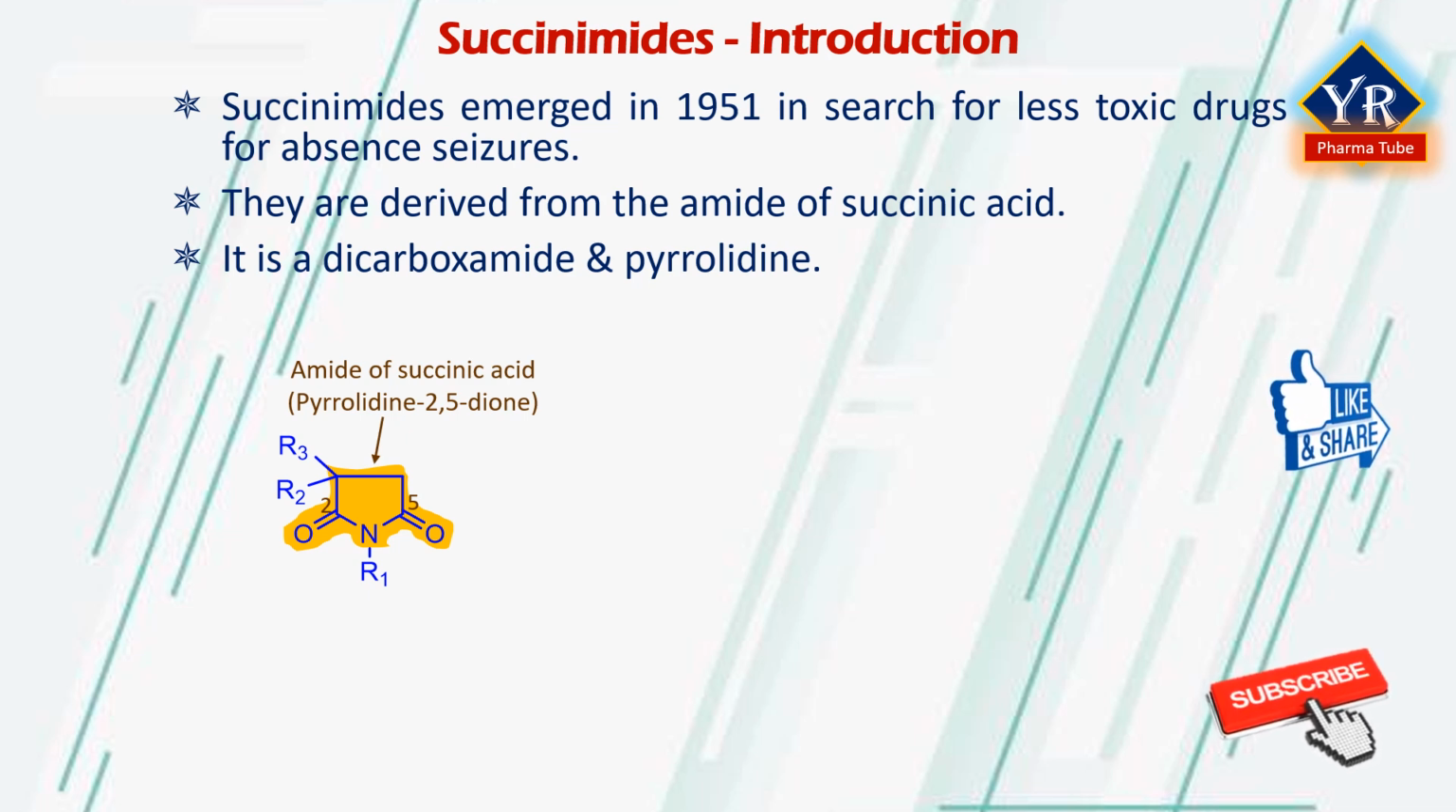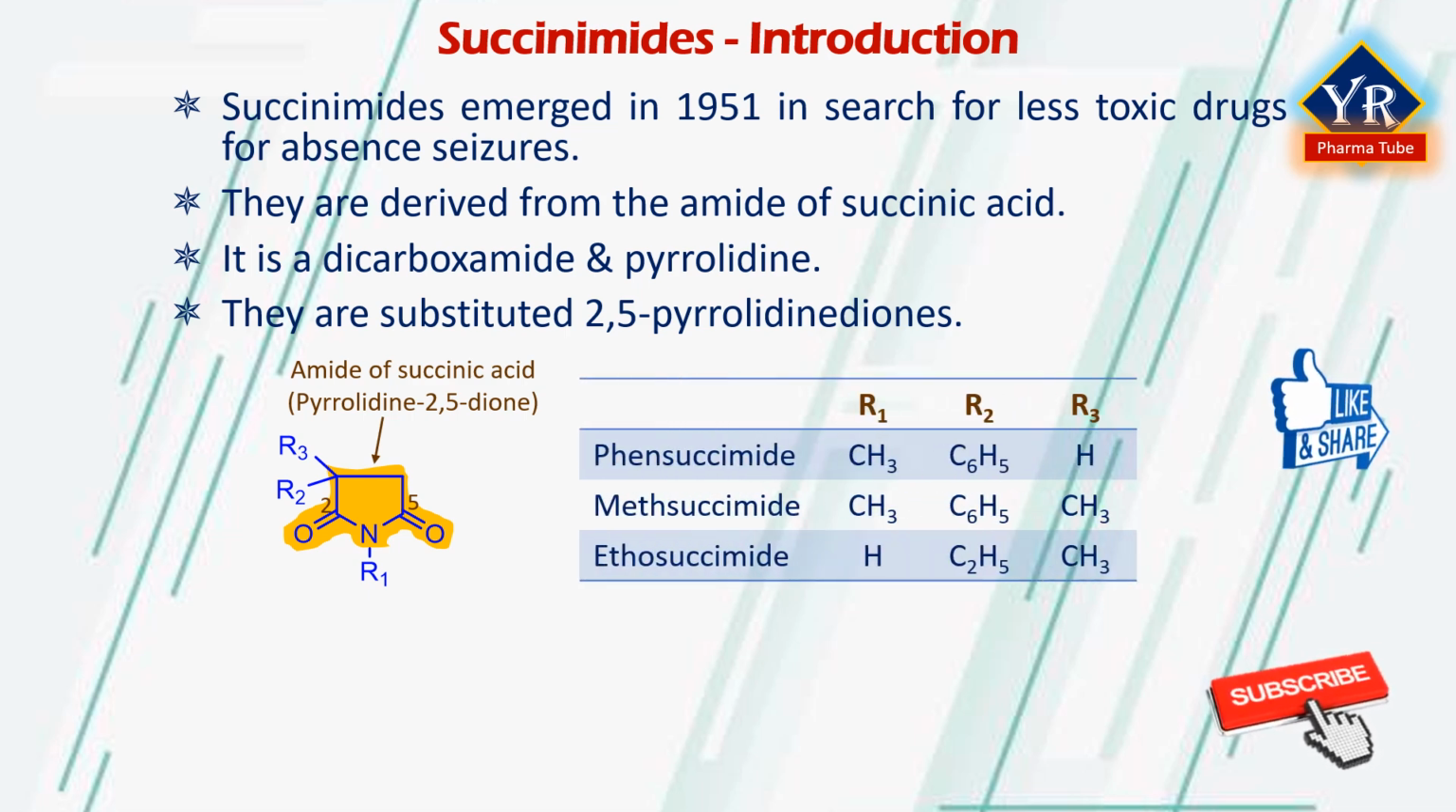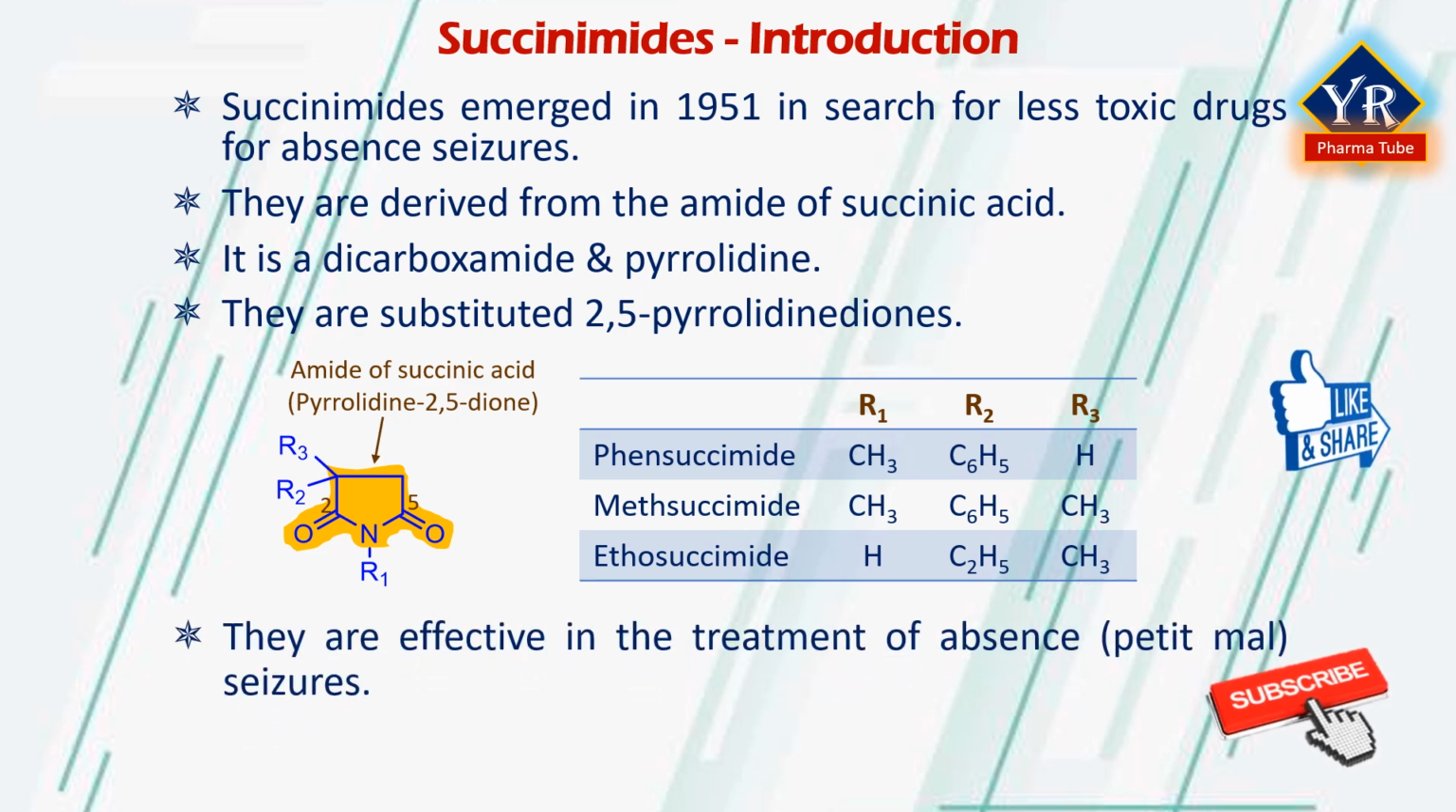Succinimides refer to the compounds that contain the succinimide ring system, which is called 2,5-pyrrolidine diones. Several succinimides are used as anticonvulsant drugs, including Phensuximide, Methsuximide, and Ethosuximide. They all contain a basic structure similar to those of the hydantoins and oxazolidine diones, which are clinically established antiepileptic drugs. All these drugs are effective in the treatment of absence seizures, that is petit mal seizures.